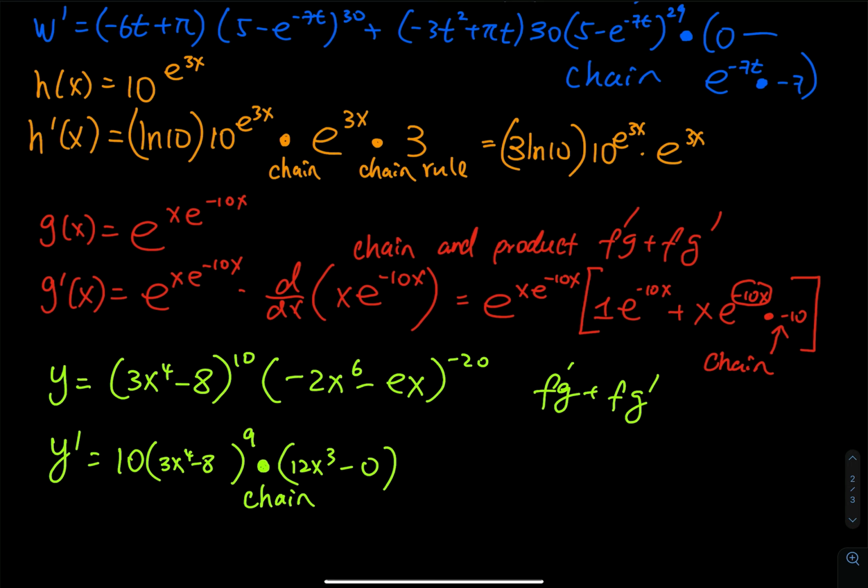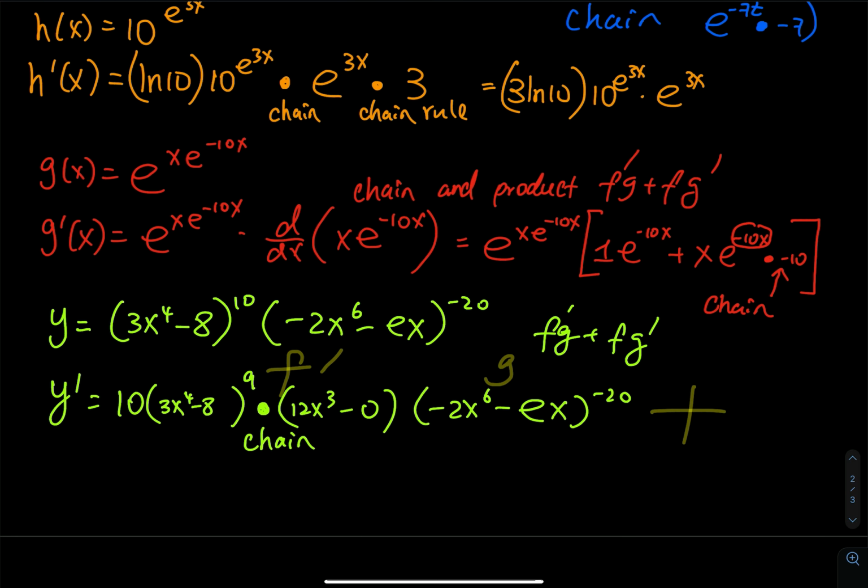And then g, we just copy g, right? So negative 2x to the 6th minus e times x raised to the negative 20th power. So what we just did is an f prime and then a g. And then we add f g prime, right? So for f, we just copy it one more time, 3x to the 4th minus 8 to the 10th power, and then g prime. So for g prime, you bring the negative 20 down, and then negative 20 minus 1 is negative 21. And then this, we copy.